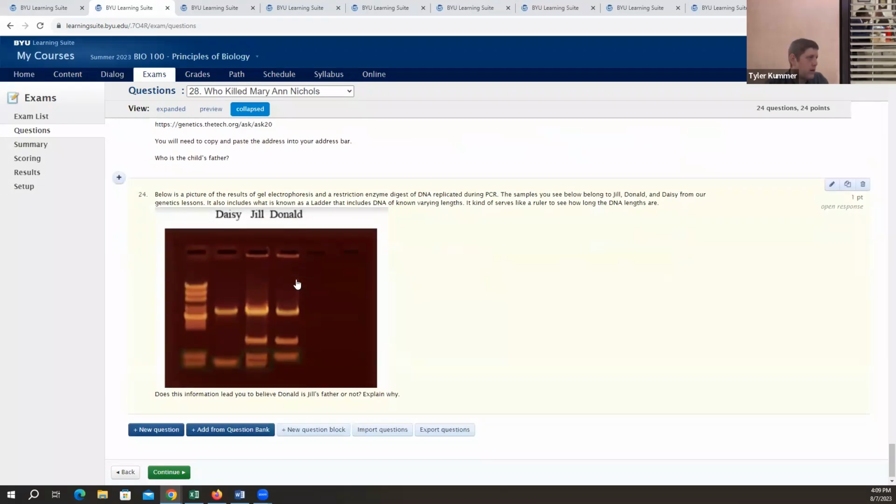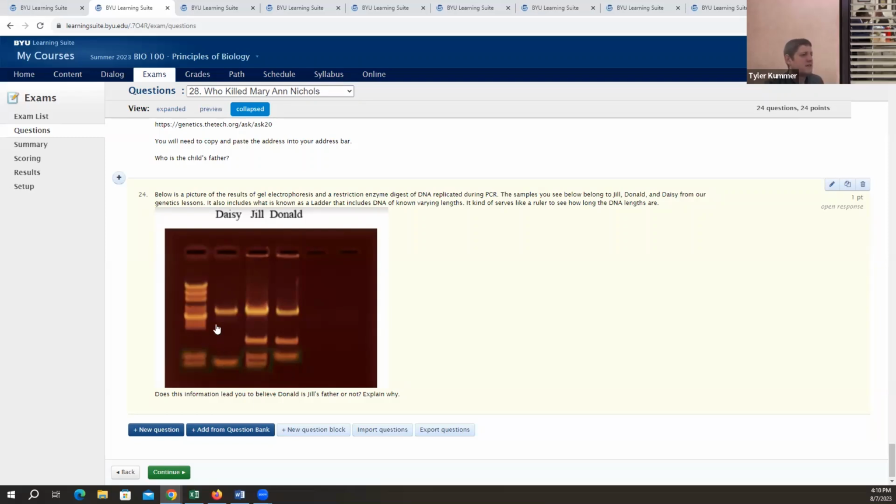All right. And so now our last question here, decide if it's possible that Donald is Jill's father. That means that any fragment of DNA that Jill has that is not explained by her mother, Daisy, must be explained by her father, Donald, if Donald is her father. So as we look here, okay, this length seems to be explained by both. This length not explained by Daisy, it must be explained by Donald if he's their father, and it is. Here's another one right here, not explained by Daisy, but is explained by Donald. And this one's not explained by Donald, but it is explained by Daisy.